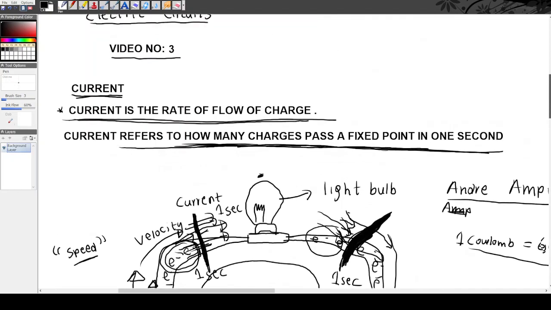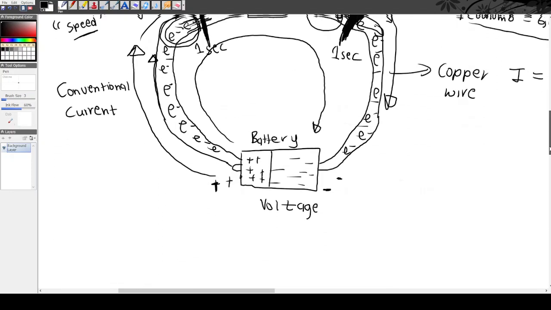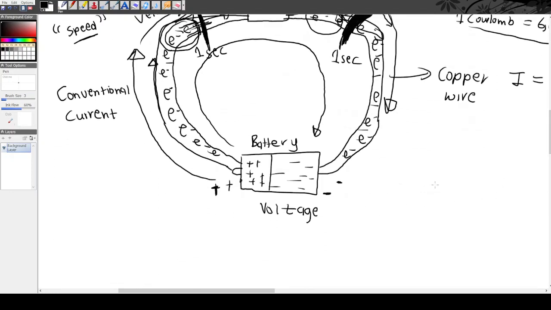Yeah, that is all about the current. And the formula that you use to calculate the current is I equals delta Q over delta T. Meaning it's the rate of flow of charges. It's the rate at which charges move past a fixed point. The velocity at which charges move, the current. So current is the rate, meaning with time, the rate of flow of charges. That is current. Hope it makes sense.